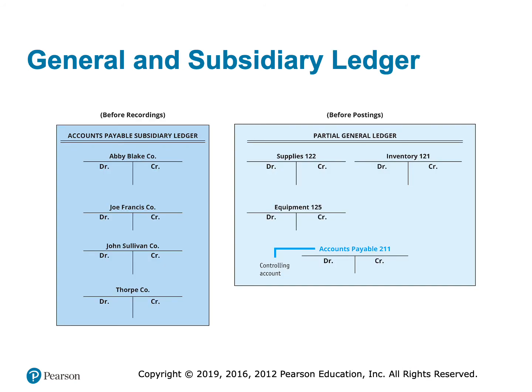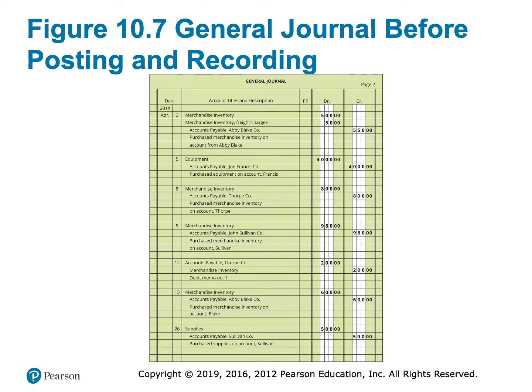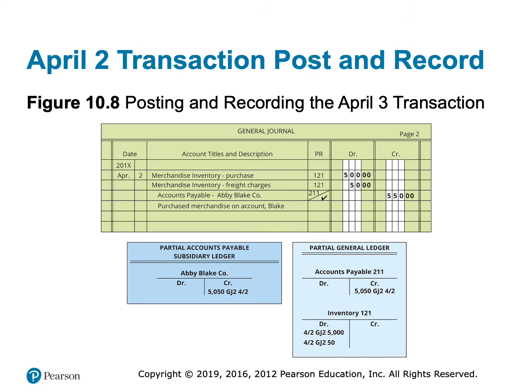So here we can see before we recorded the postings, we've got all of our subsidiary ledgers as well as our general ledger accounts. And here we've got some more journal entries. And now we can see where we've posted these to both the controlling account and the subledger. So notice in the PR column here, we've put the account number that we've posted to. So we've got the account number for merchandise inventory listed twice because we had two debits to inventory.